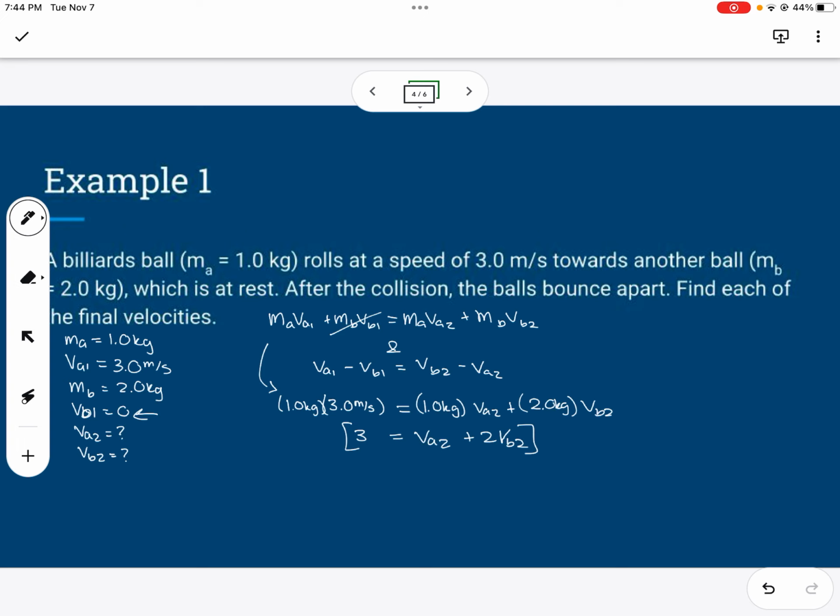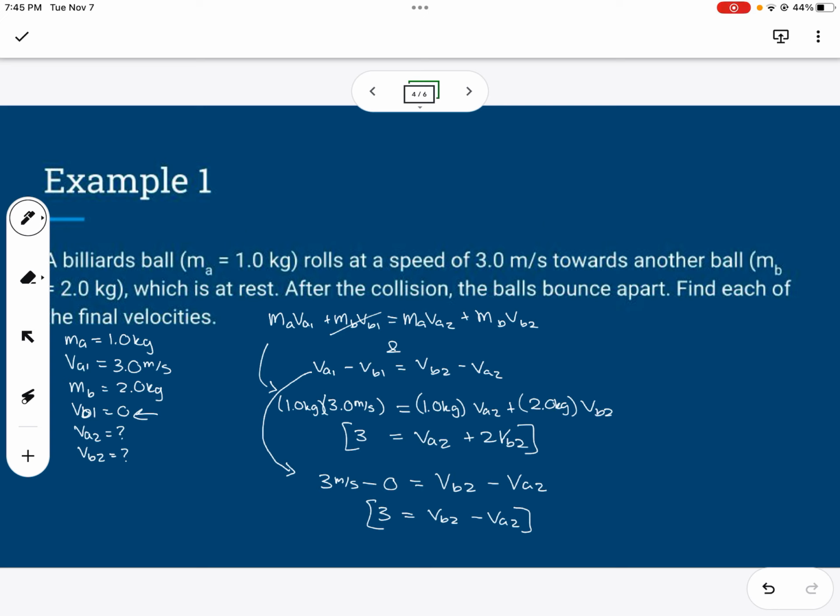So for our second equation, VA1 is 3, VB1 is 0, VB2 I don't know, VA2 I don't know. Clean it up a little bit. I'm going to get 3 equals VB2 minus VA2. So those are our two equations. You can take your pick.